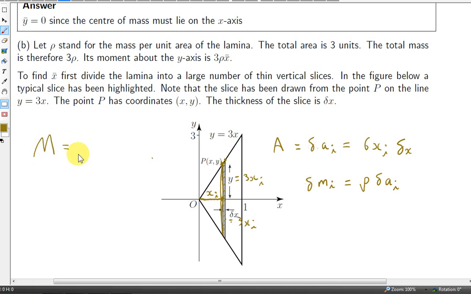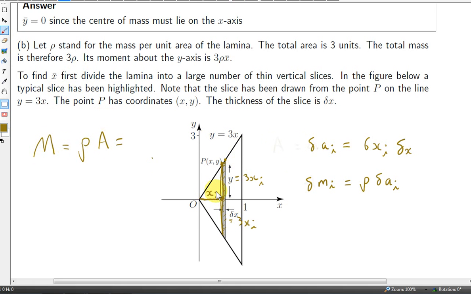So to get the total mass we want the mass per unit area, that's the mass of 1 unit area, and we need to multiply that by the total area, which I'll call A. So big A is the area of the total.